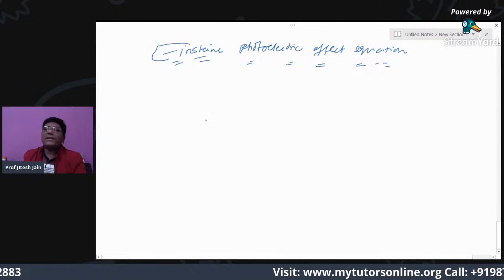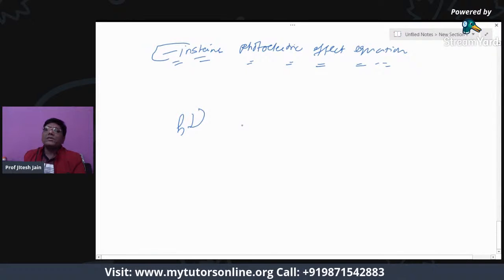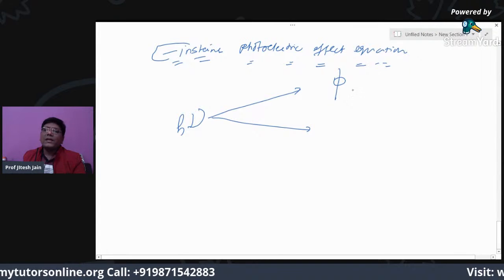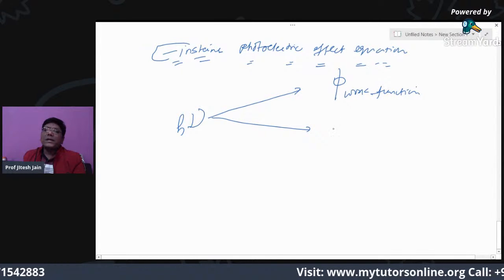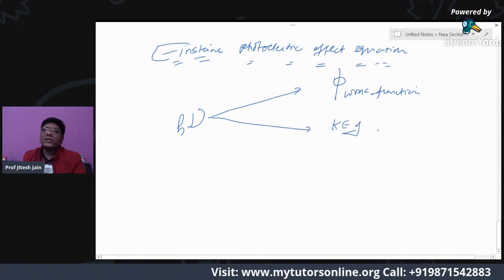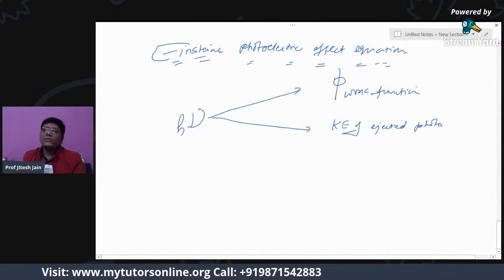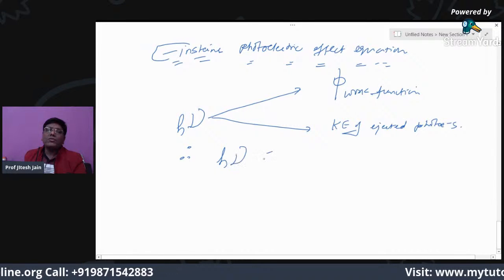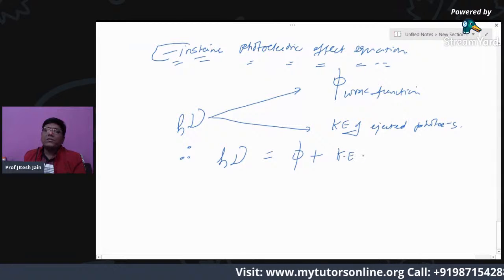So what Einstein said is that the entire energy h nu which is received is divided into two parts. One is the work function, that is phi. And the other is the kinetic energy of the ejected photoelectrons. Therefore, h nu will be equal to the work function phi plus the kinetic energy of the photoelectrons.